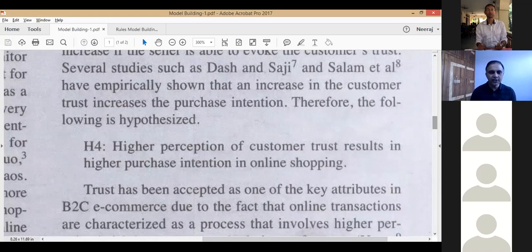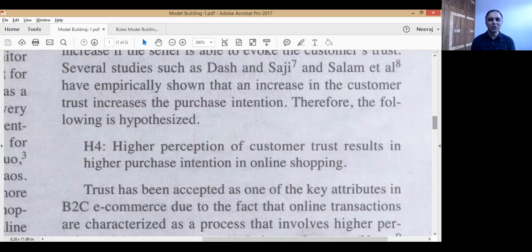Let's read from this line, "Several studies". I hope you can see the screen. Let me read it out. Several studies such as Das and Saji, Salam, etc. have empirically shown that an increase in customer trust increases the purchase intention. Can you read this line once again from the word several to intention and tell me how many variables and how many people you can see? So variables are customer trust and purchase intention, and the people are Das, Saji, and Salam.